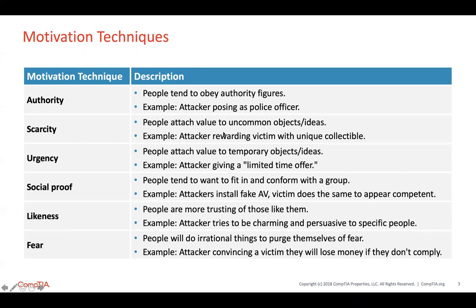And scarcity: people attach value to uncommon objects or ideas. For example, an attacker rewarding a victim with a unique collectible, so trying to bribe someone. Urgency: people attach value to temporary ideas. An attacker gives a limited time offer. So you send a phishing email saying you can only get this special offer within a certain time. That gives people the urgency to click on it.